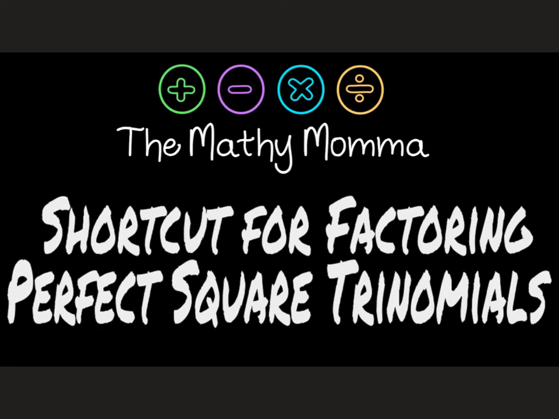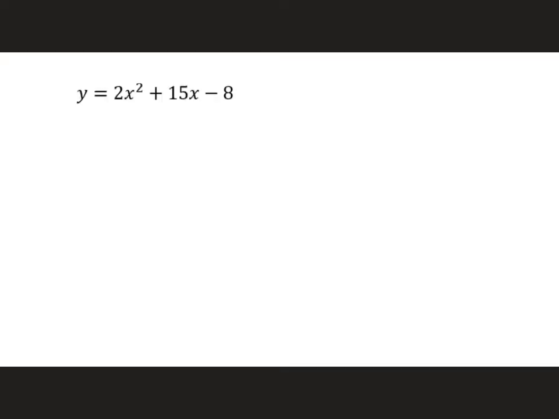So this video is going to be a quick overview of how to use a shortcut to factor your perfect square trinomials. I'm going to start by showing you another example of regular factoring. In this quadratic, we have y equals 2x squared plus 15x minus 8, and I'm going to use grouping with the box method to show you how you would find the two binomials that were multiplied together in the first place to create this problem. So this is kind of an overview of last week.